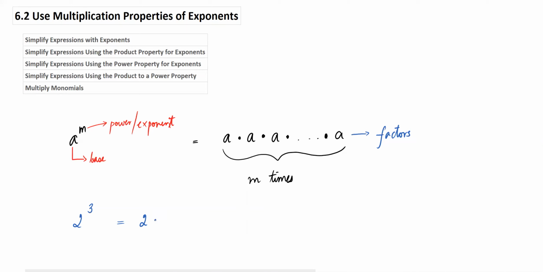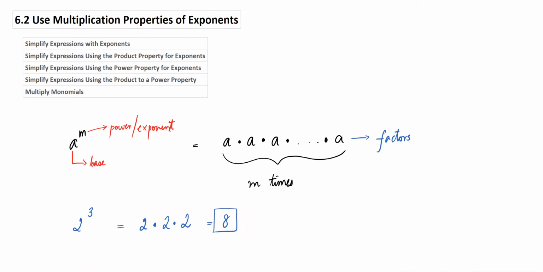So 2 times 2 times 2. It is because of this repetitive style of multiplying the same number that we call it exponents, and it's easier for us to represent it because we can actually see how many times it's being multiplied. So I can multiply this out. 2 times 2 times 2 is 8. So the answer is 8.